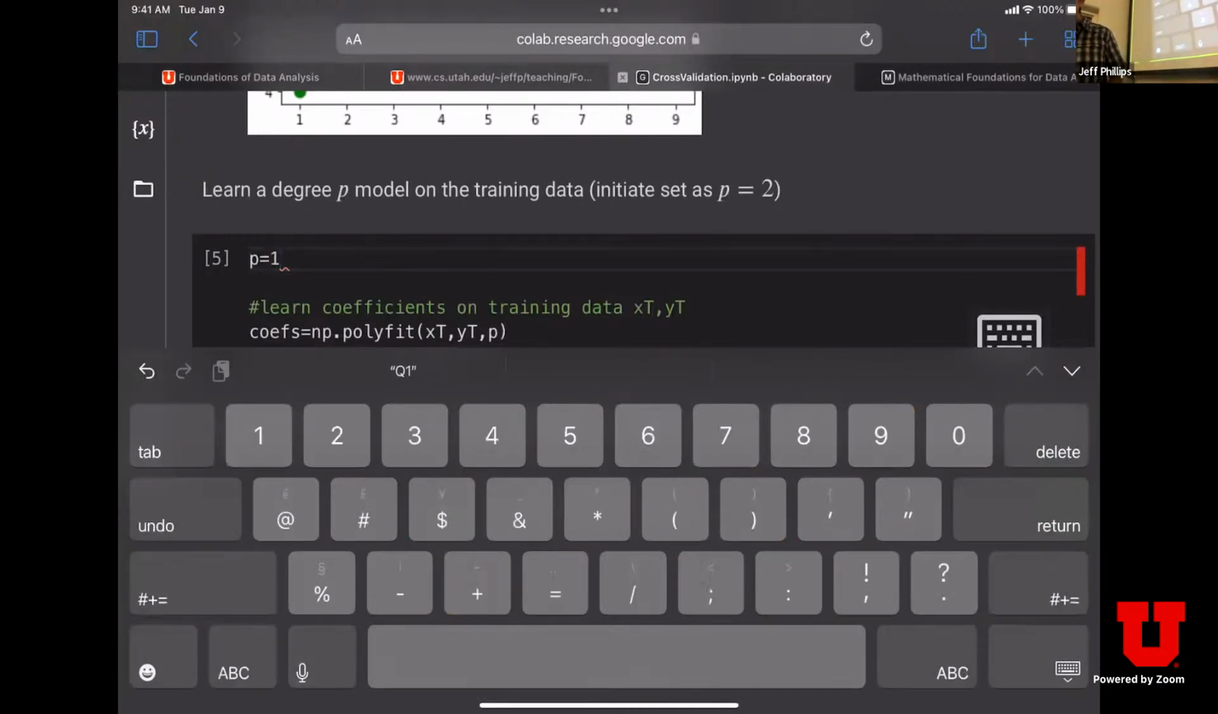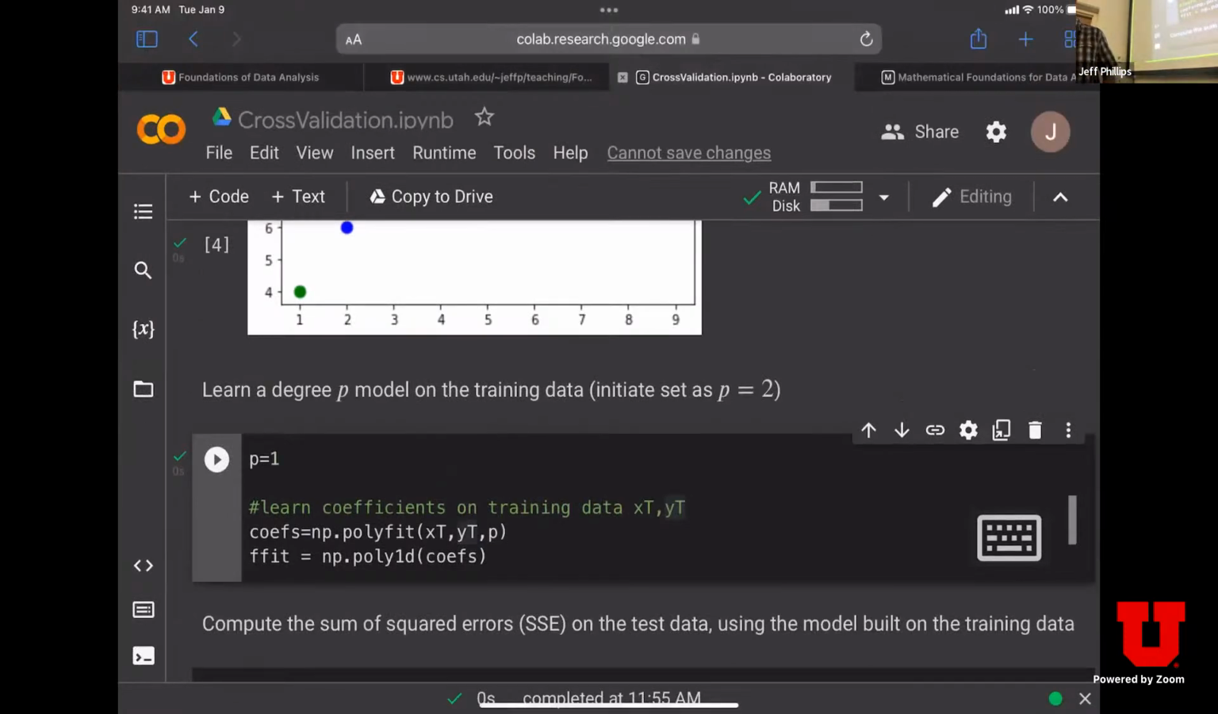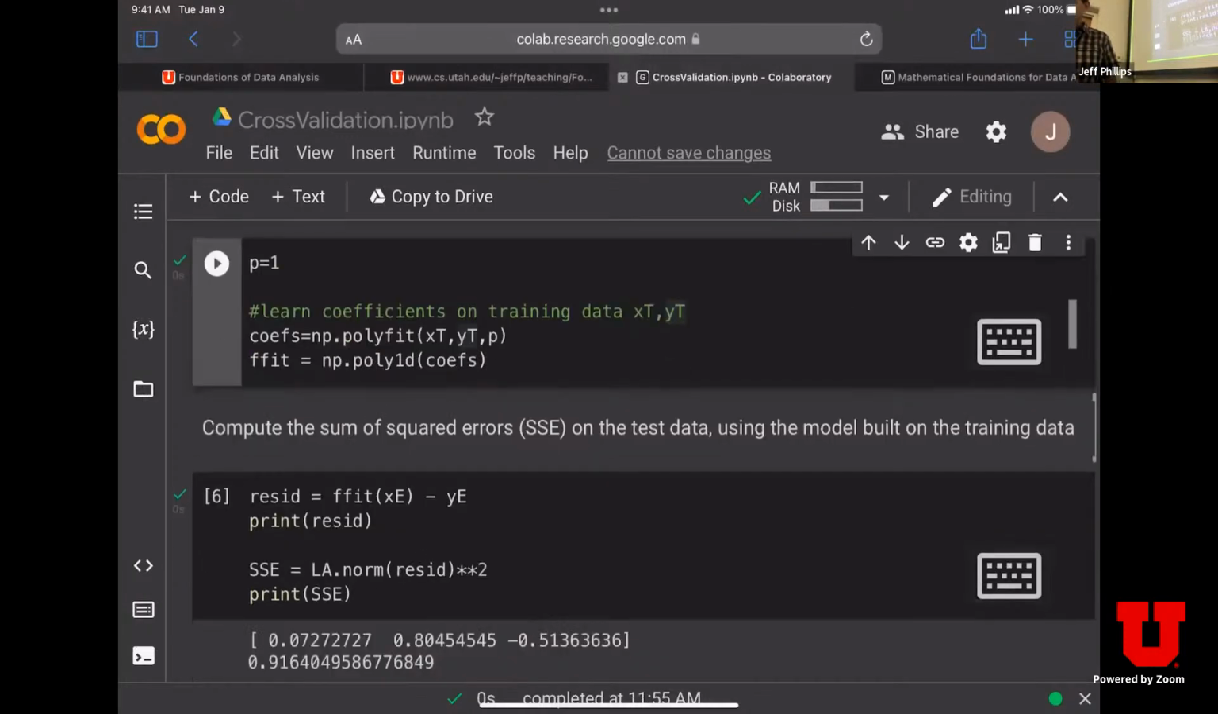On an iPad, sometimes it's a little weird typing. You cannot set p to equal a smiley face. It doesn't do anything.